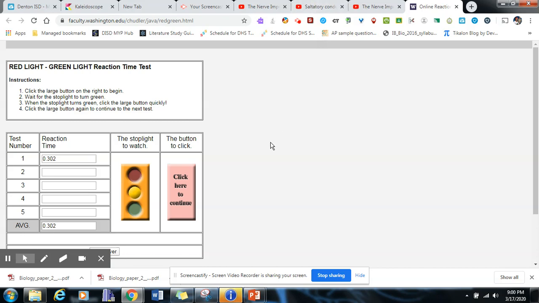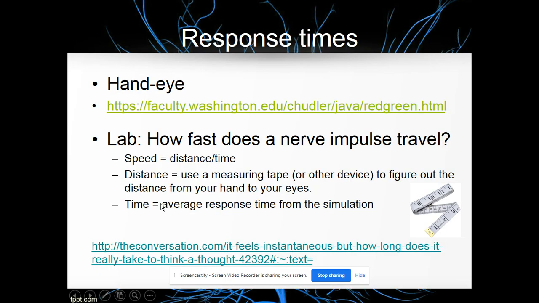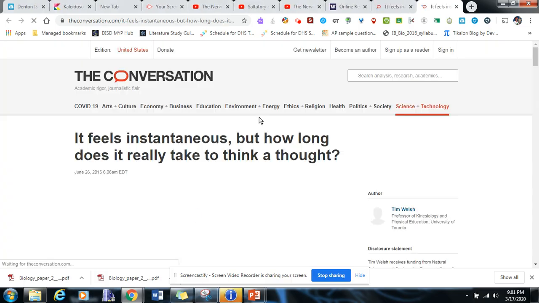And then you can take your distance from your hand to your eyeball, the length of that nerve cell, and then you can divide it by the reaction time, the speed at which things went. Now, since we're going from the eye to the hand, you just take that distance and divide, and that's your lab.